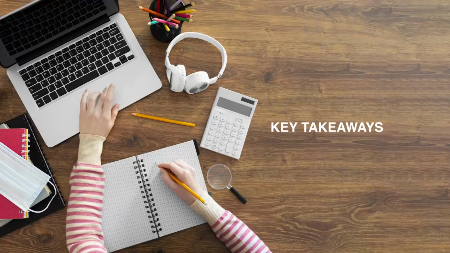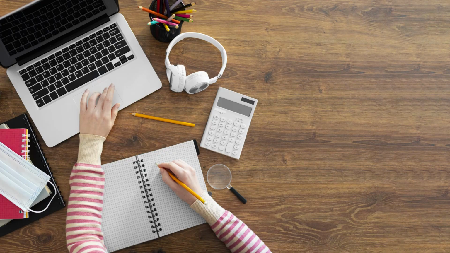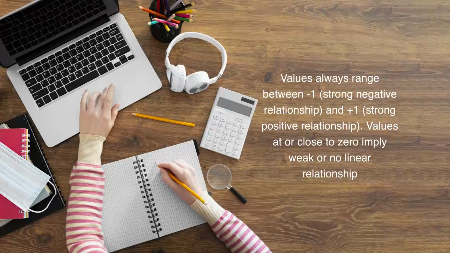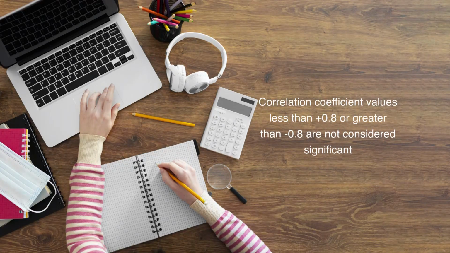If we talk about the takeaways from the discussion, correlation coefficients are used to measure the strength of the relationship between two variables, and Pearson correlation is the most commonly used in statistics. It measures the strength and direction of a linear relationship between two variables. Values always range from -1, a strong negative relationship, to +1, a strong positive relationship. Values at or close to 0 imply a weak or no linear relationship. Correlation coefficient values less than +0.8 or greater than -0.8 are not considered significant.